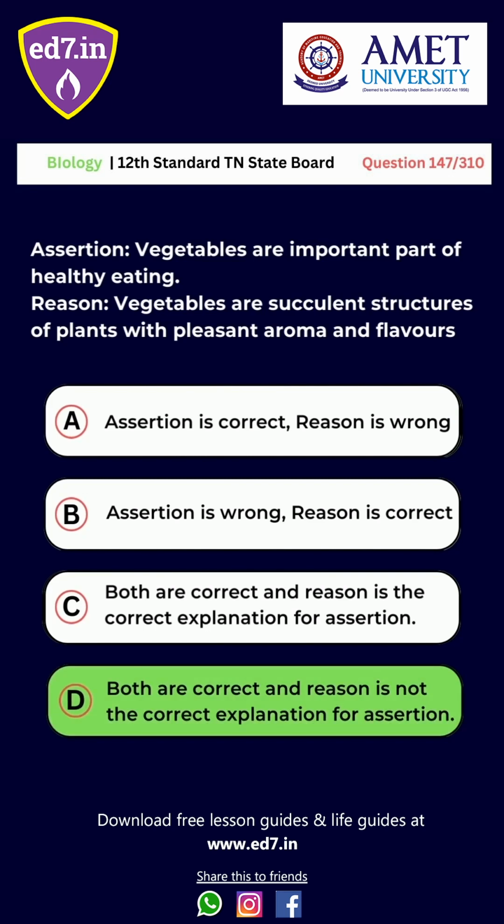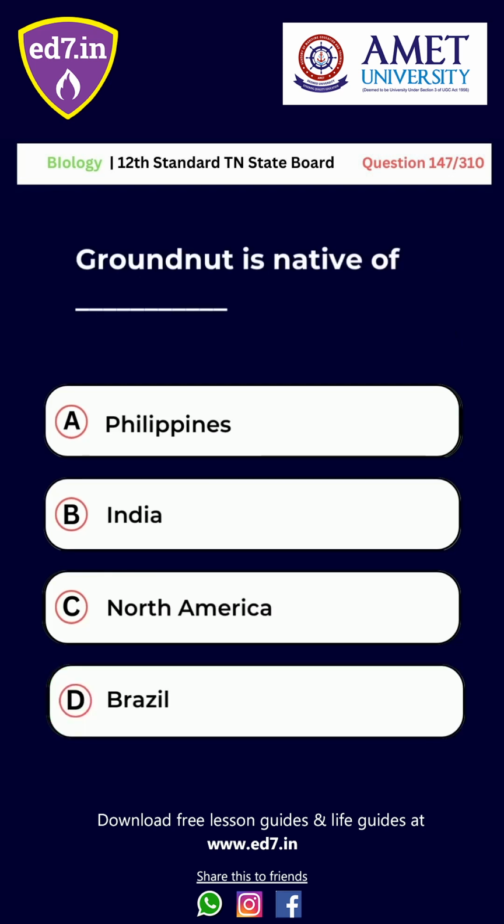D. Both are correct and reason is not the correct explanation of assertion. The answer is option D. Both are correct and reason is not the correct explanation of assertion. Question number 148. Groundnut is native of A. Philippines, B. India, C. North America, D. Brazil. And the right answer is option D.